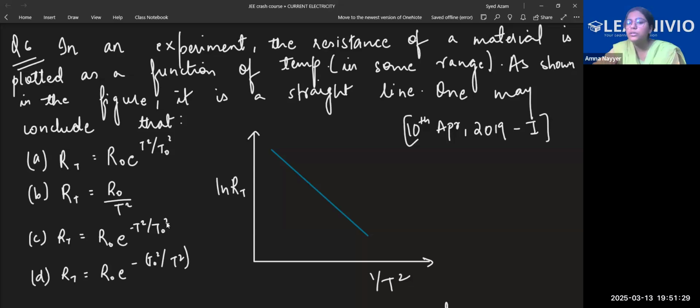See, we are going to use the formula only. R is equal to R naught into 1 plus alpha delta T. But how are we going to connect it with this? This looks very difficult, but actually it's just your mathematics only. So anyways, first write down this. Just text me done once you have written. Once you have written, then we'll discuss this.